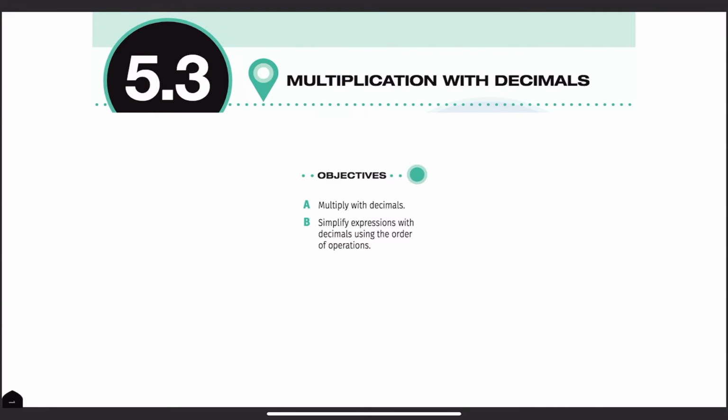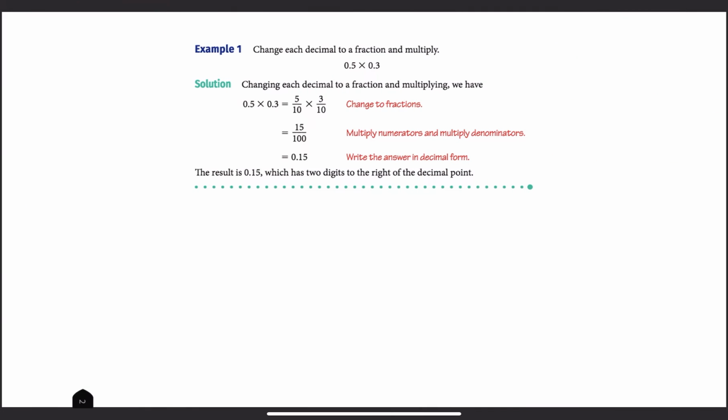Welcome to 5.3, where we're going to talk about multiplying with decimals. Multiplication with decimals is pretty straightforward if we are confident in what we've learned so far about multiplication with integers and dealing with fractions. Then decimals is going to be an extension of that. So the first thing that they're going to ask us to do is to think about how decimals relate to fractions. So they're going to ask us to multiply by thinking about our decimals as fractions.